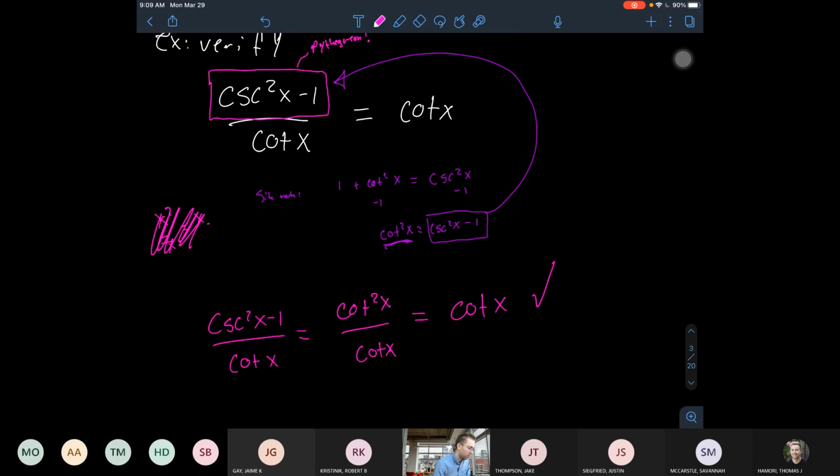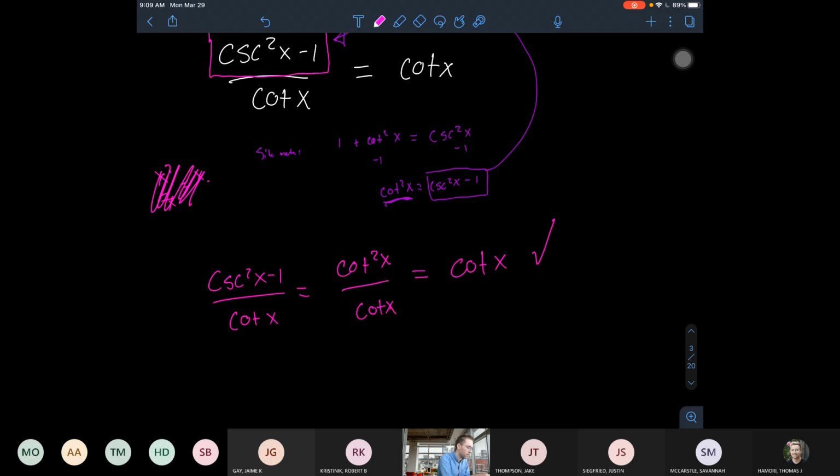Okay, and then we wound up, through the use of our identities and basic cancellation and stuff, on the right-hand side, which is where we wanted to be. So this is how we verify an identity like this. Okay, and there's a lot of different ways that you could approach this.